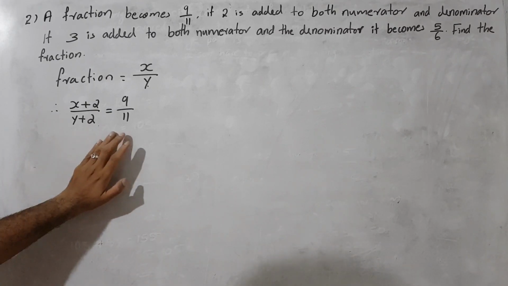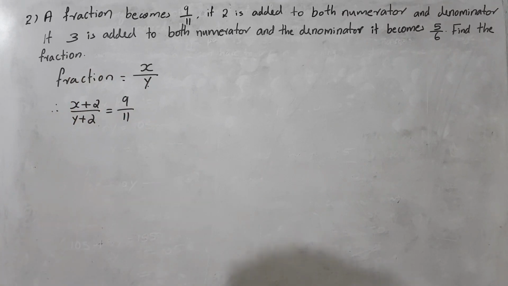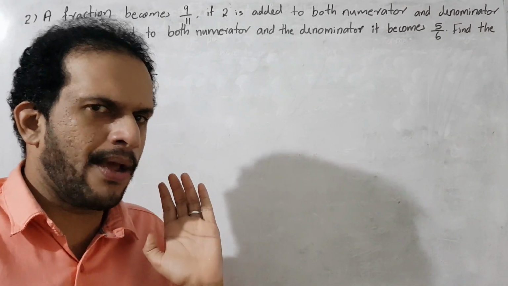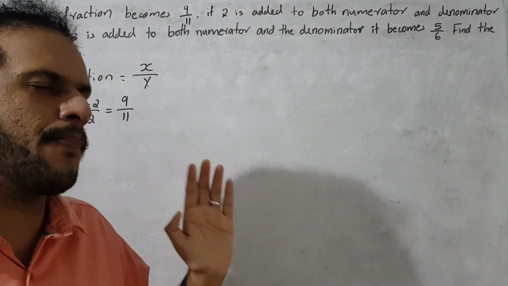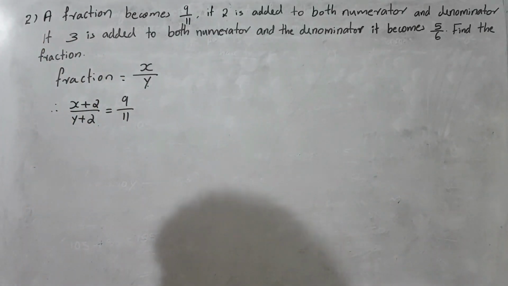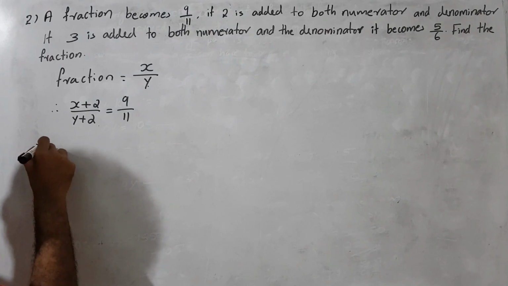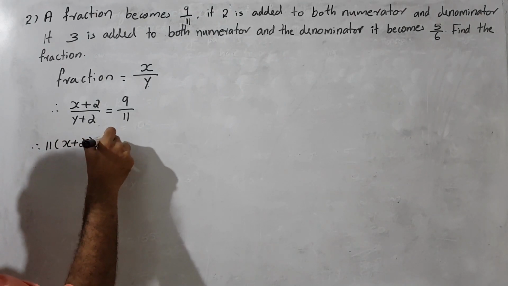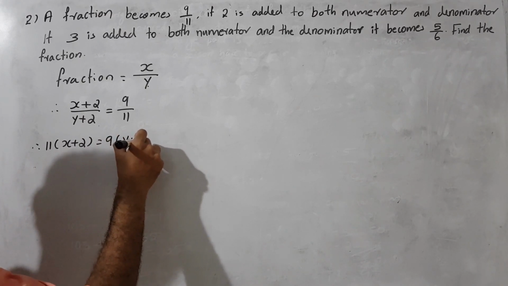നമുക്ക് രണ്ട് സൈഡിലും എന്താണുള്ളത്? ഫ്രാക്ഷൻ ഫോം ആണുള്ളത്. Then what is the next step? We already learned this type of question, correct? The next step is cross multiplication. So therefore 11 into (x plus 2) is equal to 9 into (y plus 2).